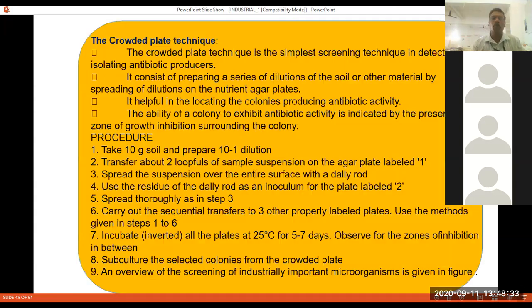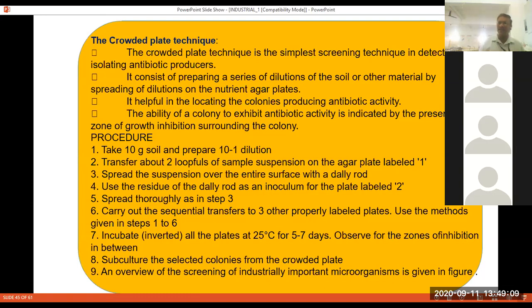Okay. Now what exactly is this? This is a process. What exactly is that? A crowded plate technique. The crowded plate technique is one of the simplest screening techniques in detecting and isolating the antibiotic producers. Our main intention in an industrial aspect is always antibiotic producers. So it may be a narrow spectrum antibiotic, or it may be a broad spectrum antibiotic in which you are interested.